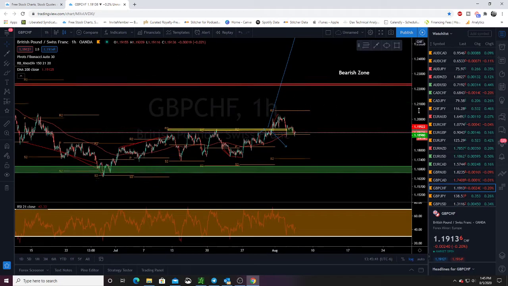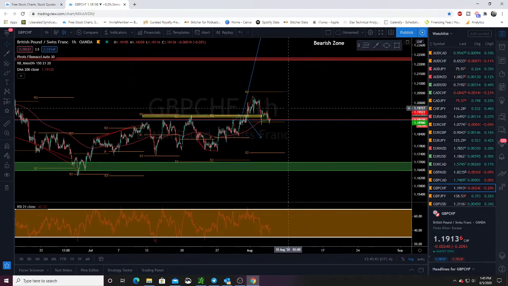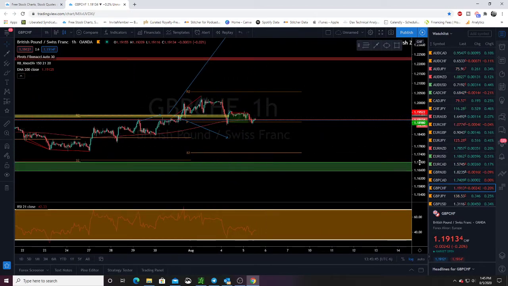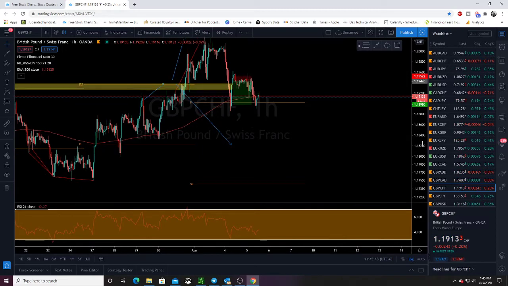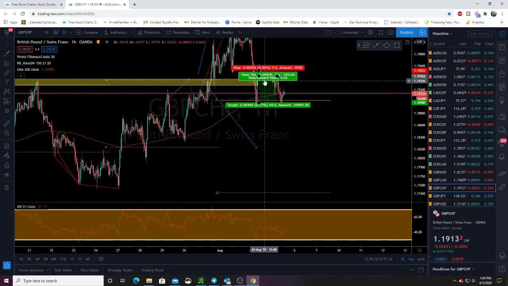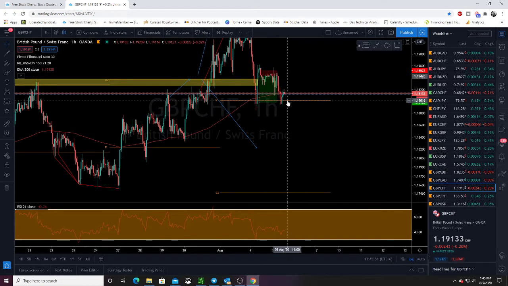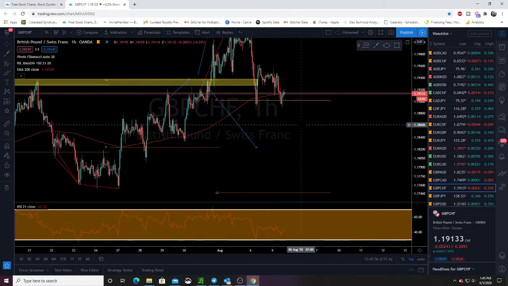British pound, Swiss franc. So you can see here's a trade we've already closed. We played short off of this double top type play here, and back down to the pivot worked out quite nicely.